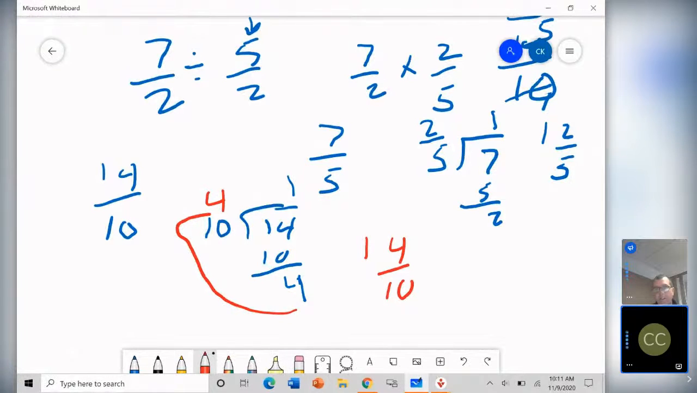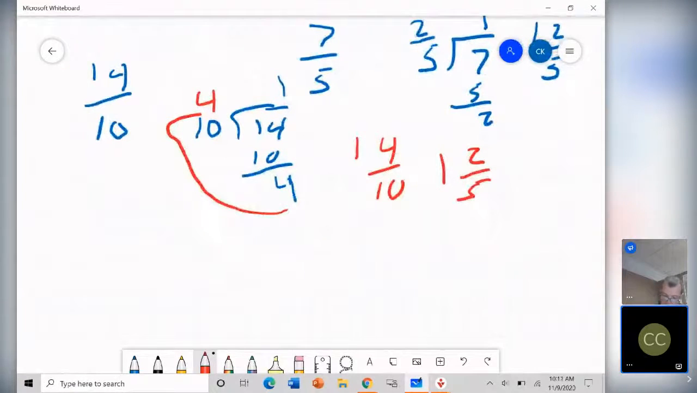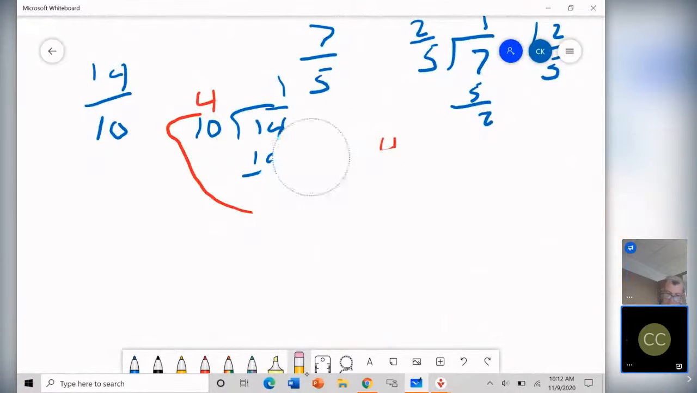So if you get there, you're going to say, well, I know 2 goes into both the 4 and the 10. So you can do it either way. You can reduce when it's an improper fraction, or you can just go ahead and divide and then reduce at the very end. It's really up to you. Okay. So let's do one more.